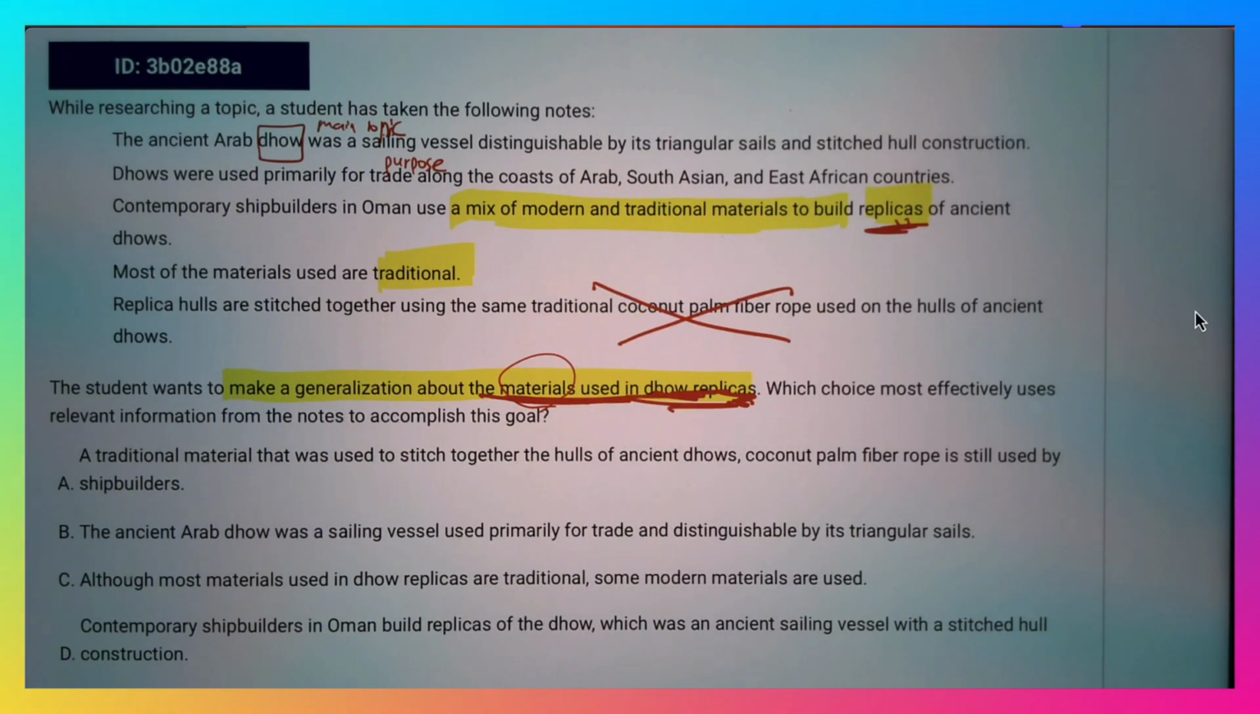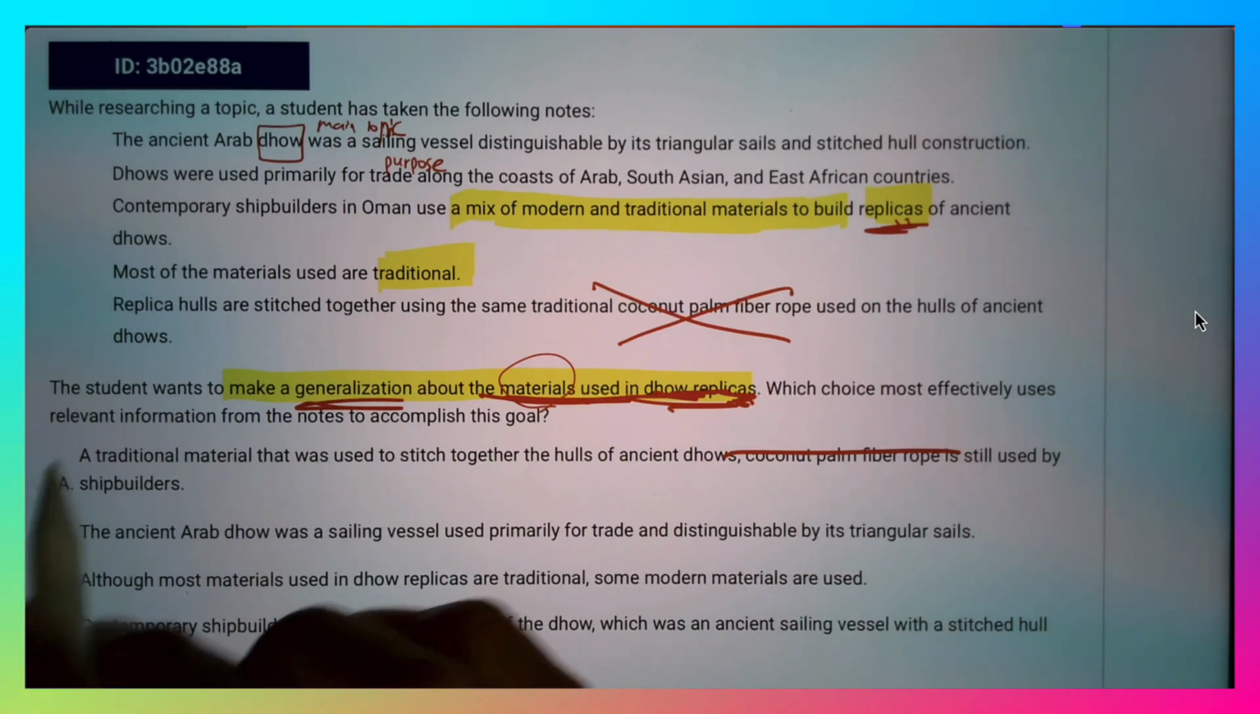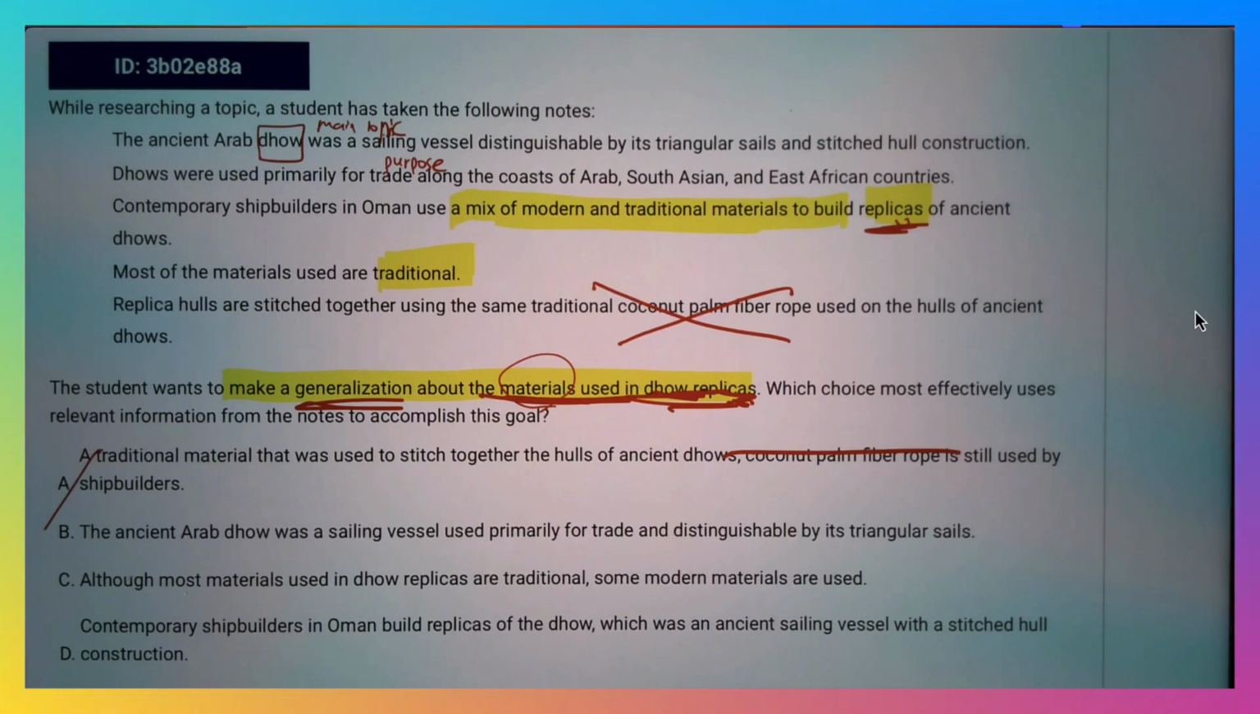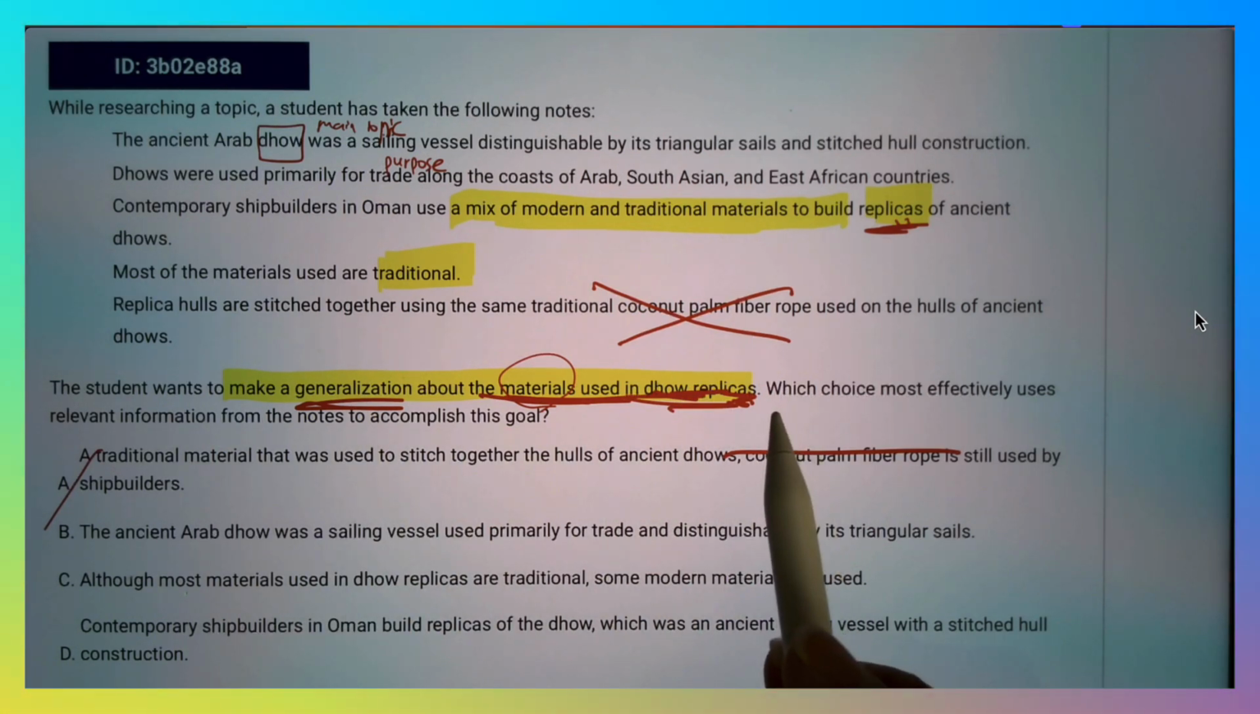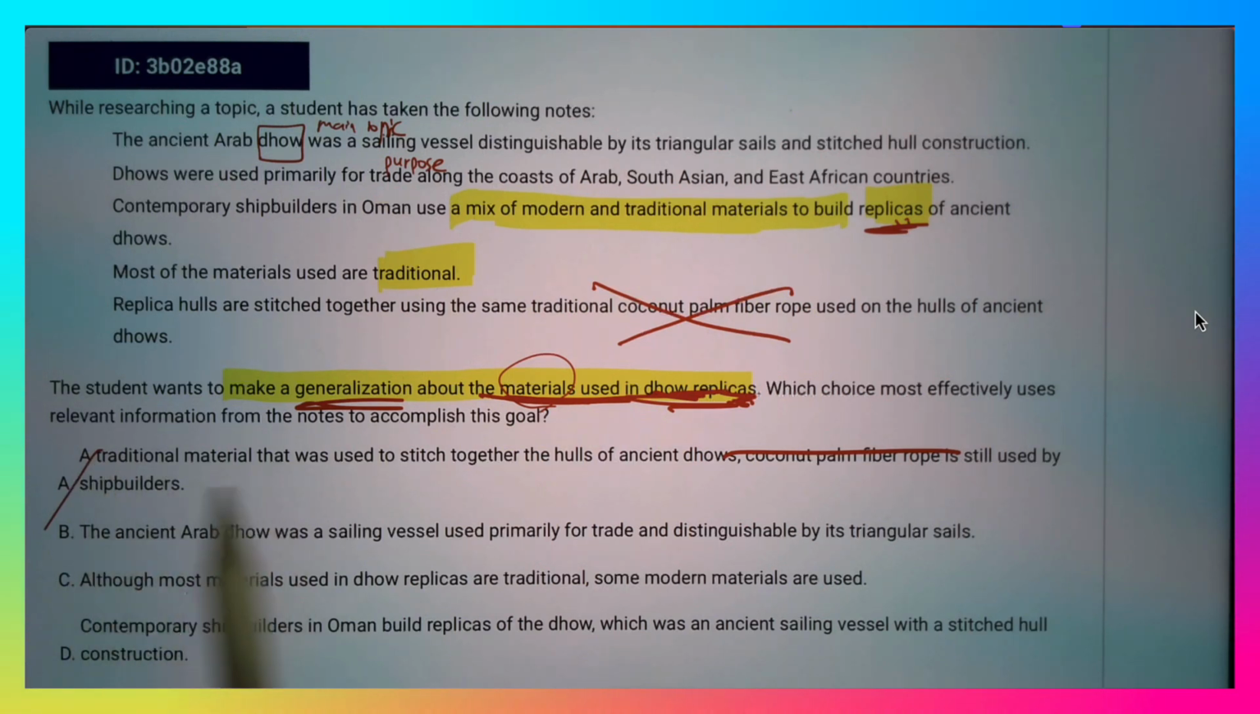So choice A, traditional material that was used to stitch together the hulls of ancient dhows: coconut. The moment I see a coconut palm fiber rope, that's not anything about generalization. So let's eliminate choice A. And besides, we want to focus on the dhow replicas' material. We don't need to really talk about how they are stitched up. So choice B, the ancient Arab dhow was a sailing vessel used primarily for trade. It's talking about the purpose in line 2, but nothing about the material, so we can eliminate choice B.